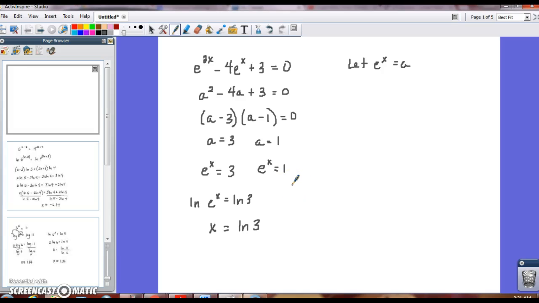Okay? Over here we get e to the x is equal to 1. Well, then the only thing that x can be there is 0. So your solutions are x equals 0 and x equals ln of 3. If they ask you for an exact answer, you can just leave it. If they ask you for an approximation, then you can do that in your calculator. The approximation of ln of 3 is like 1.10.